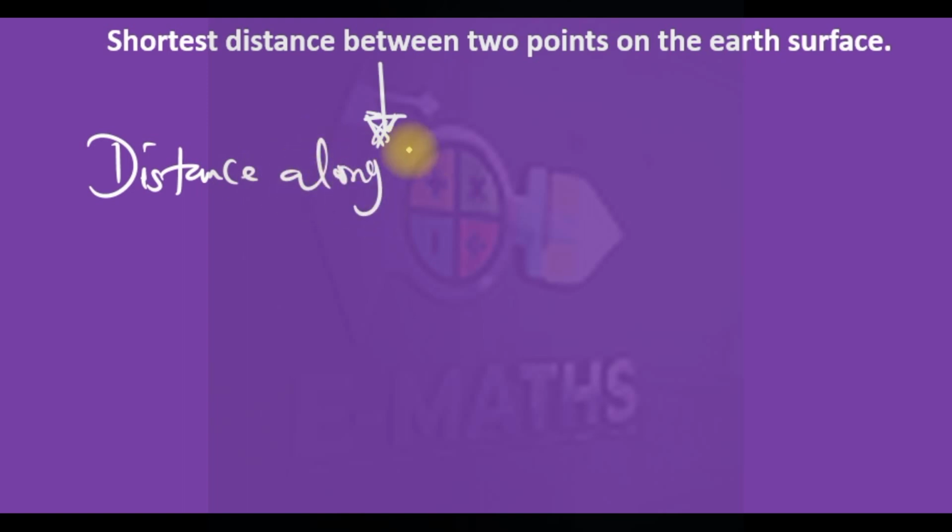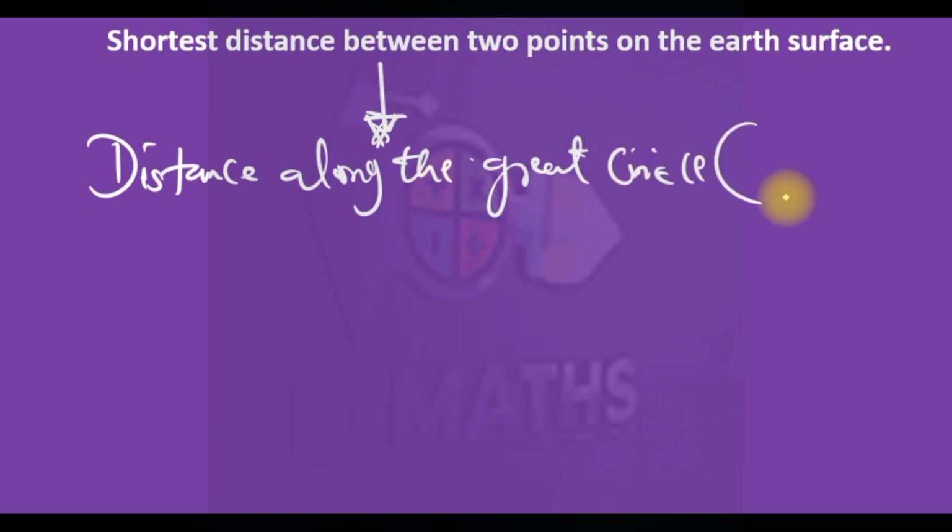So I'm saying that the shortest distance between 2 points on the Earth's surface is the distance along the Great Circle. That's the distance along the longitude. And you might ask a question, why are we now talking about the shortest distance? Or you might be confused. You assume that we've done distance along the longitude.